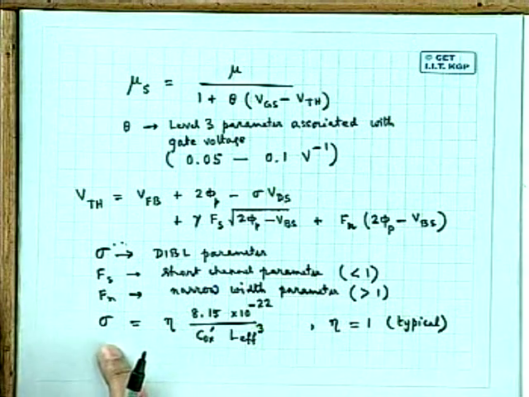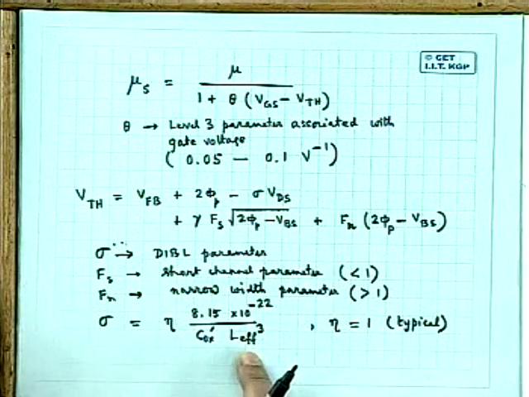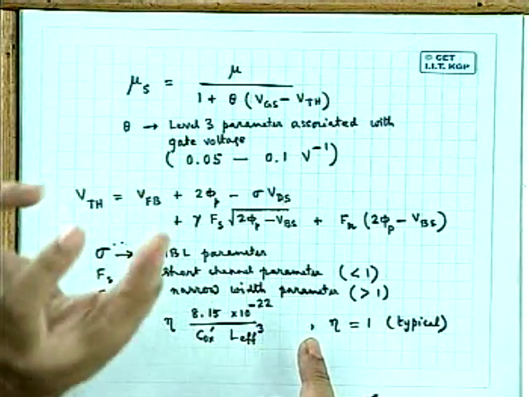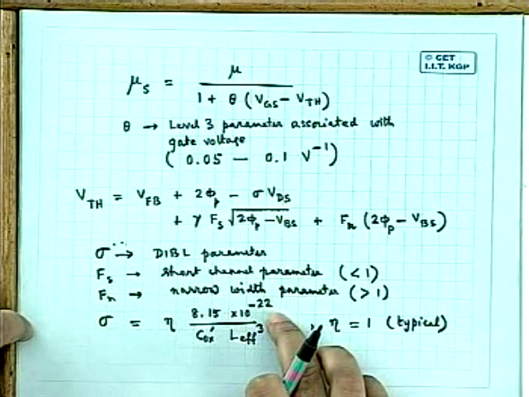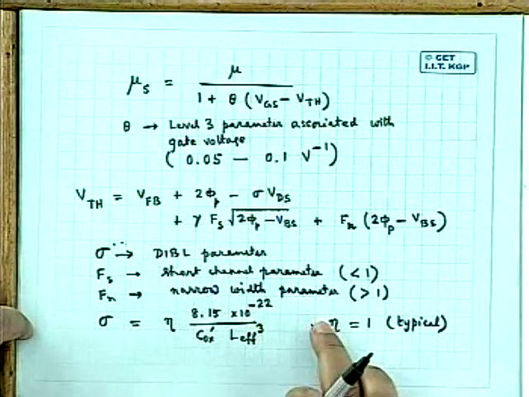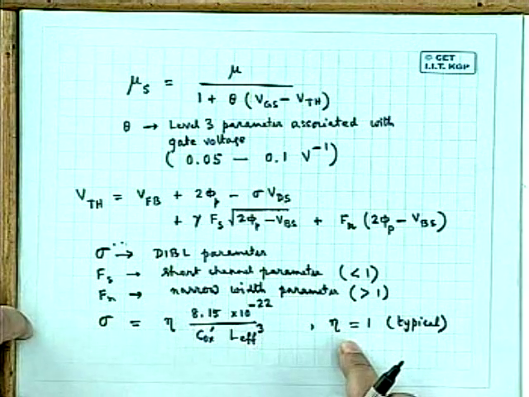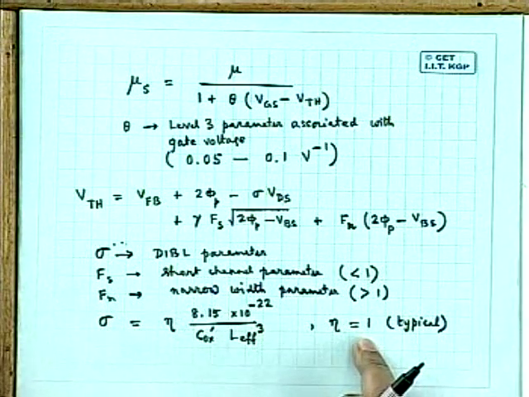Analytical derivation gives a sigma value, which is roughly something divided by COX dashed into L effective Q. That involves epsilon s and other constants coupled together, which for silicon gives a value like this. But in practice it was found that if you make theta exactly equal to 1, the tallying may not be that accurate, so they have kept a theta here. It's a fitting parameter. This value is to be adjusted slightly plus or minus over and above 1.